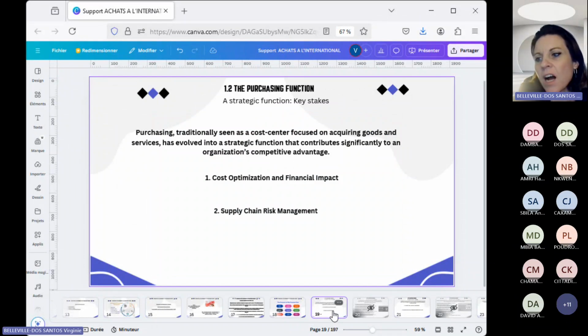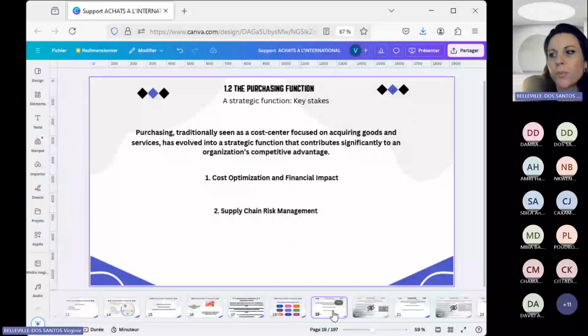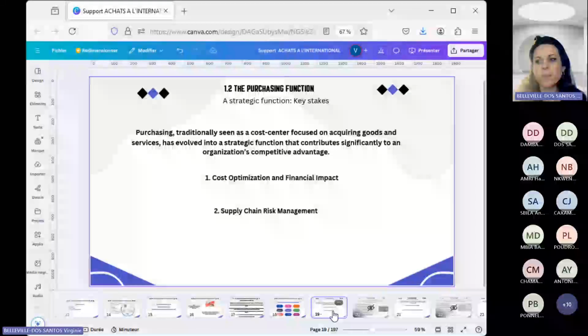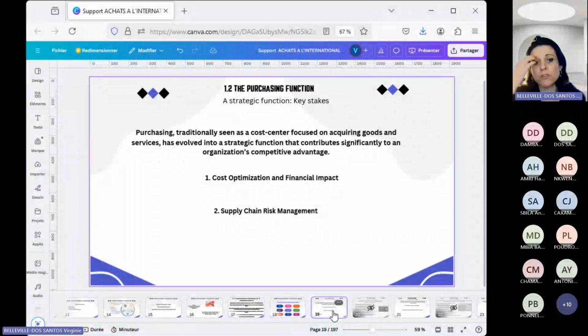So let's talk now about the strategic function of purchasing, the key stakes. Purchasing, traditionally seen as a cost center focused on acquiring goods and services, has evolved into a strategic function that contributes significantly to an organization's competitive advantage. And now we will see some primary stakes associated with the strategic role of purchasing.